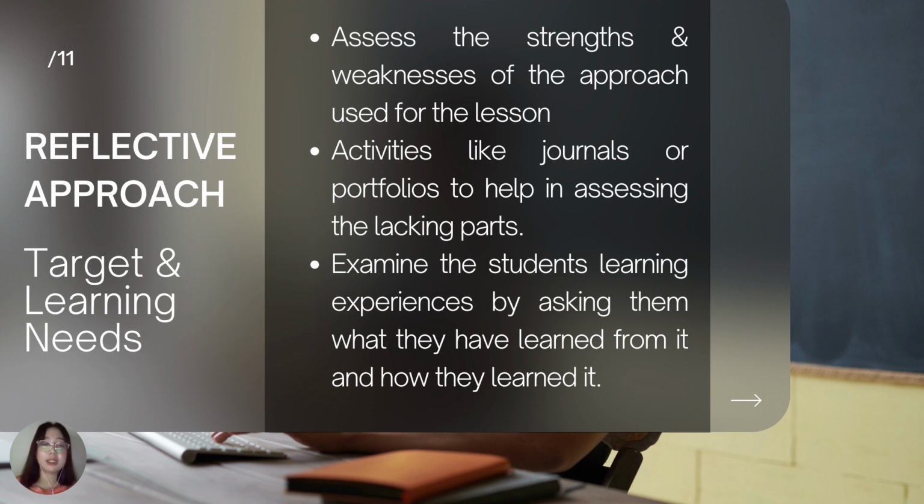So, here are the target and learning needs in a reflective approach in learning. So, the first one is to assess the strengths and weaknesses of the approach used for the lesson. By assessing the strengths and weaknesses of the approach, it will enable the teacher to improve their approach and also the students' learning because the teacher will then be able to address what is lacking in the process of learning, which is also very essential in order for learning to be successful.